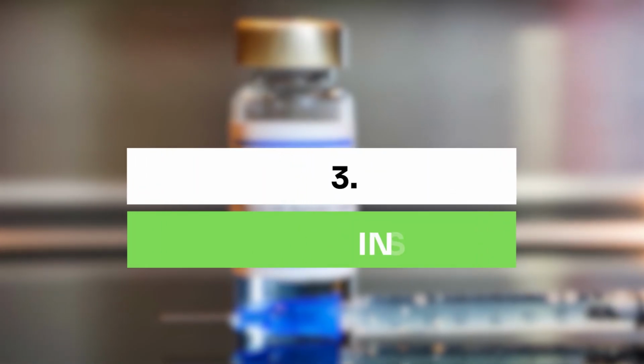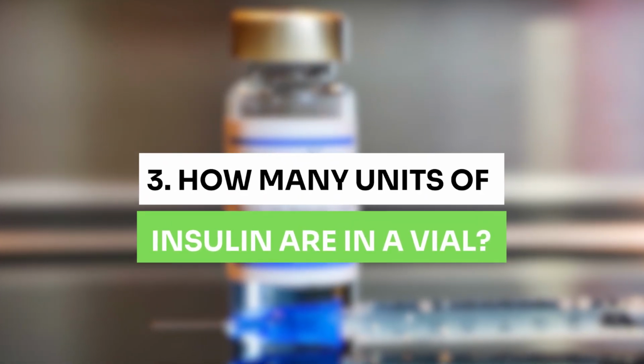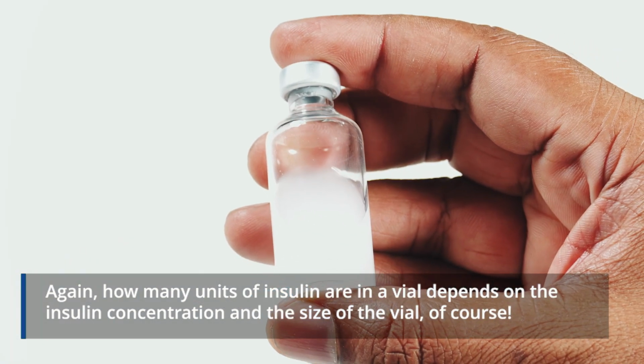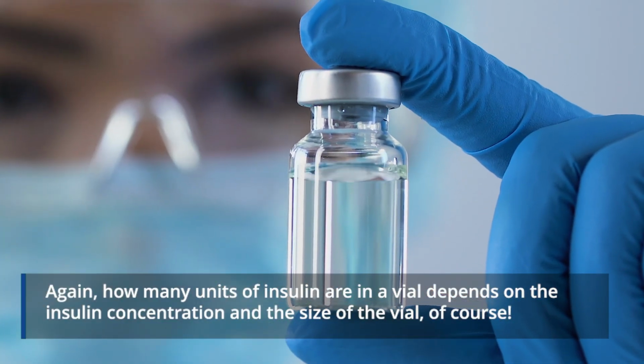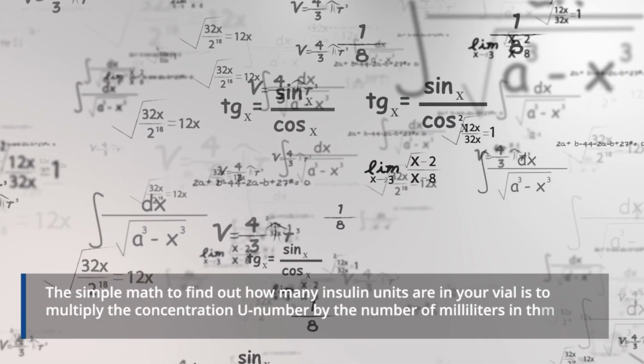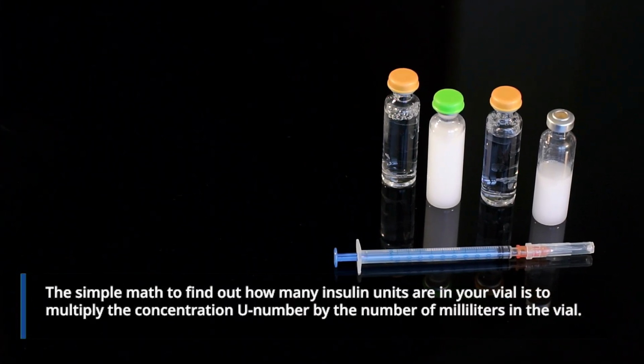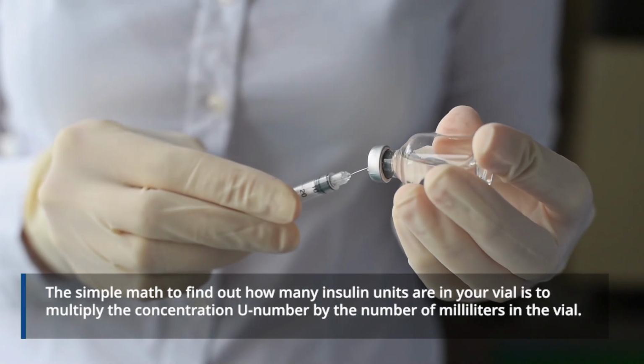Question 3. How many units of insulin are in a vial? Again, how many units of insulin are in a vial depends on the insulin concentration and the size of the vial, of course. The simple math to find out how many insulin units are in your vial is to multiply the concentration U number by the number of milliliters in the vial.